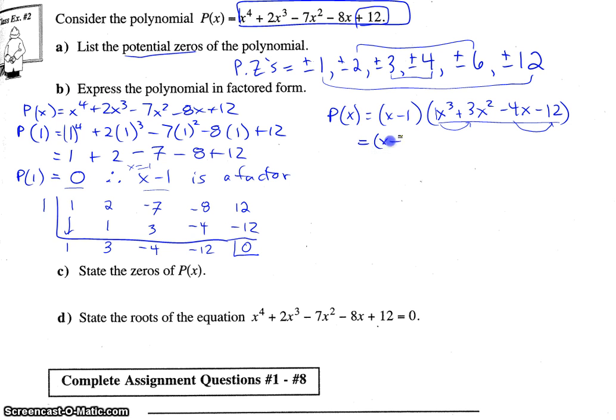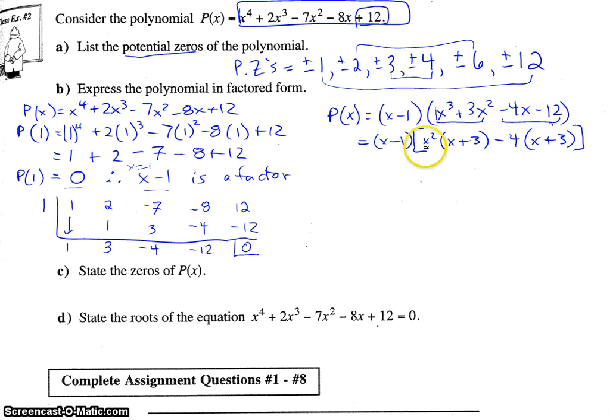Okay, this x minus 1 keeps going along for the ride, and we're going to group, let me just erase this part here. We're going to group the first two terms, group the second two terms. I'm going to put big square brackets, okay? Out of the first two terms, we factor out x squared, leaving x plus 3. Out of the second two terms, we factor out negative 4, leaving x plus 3.